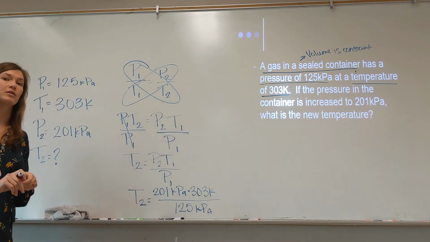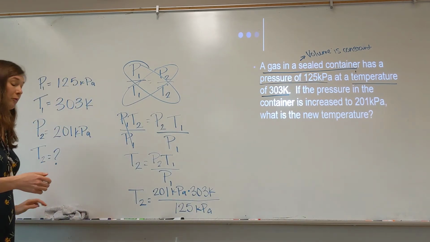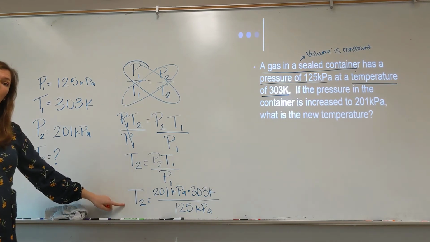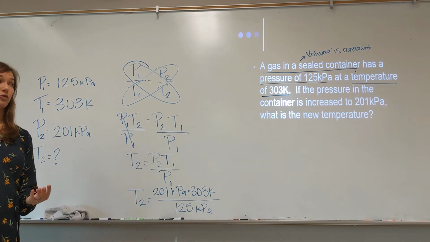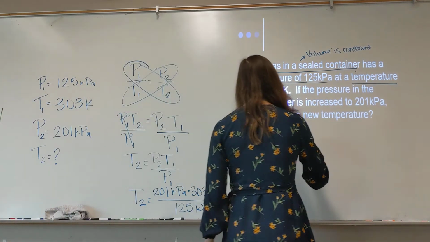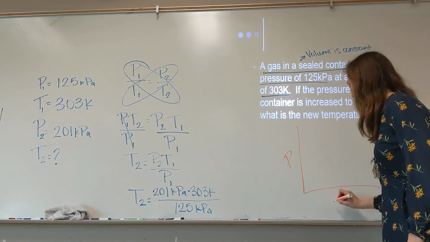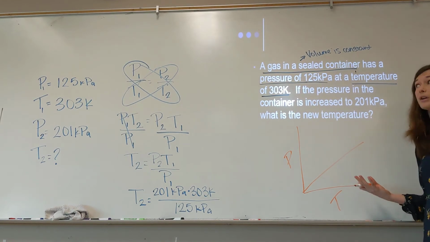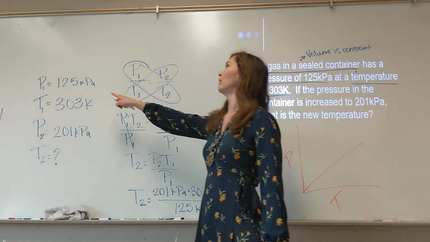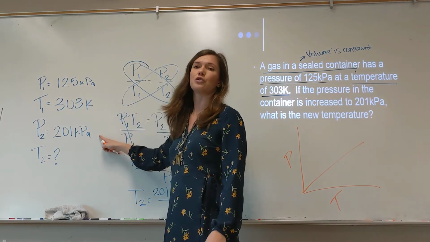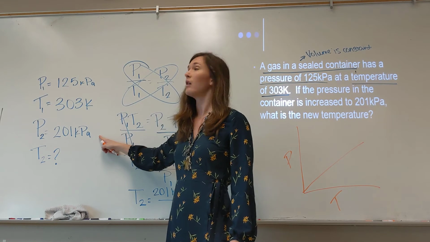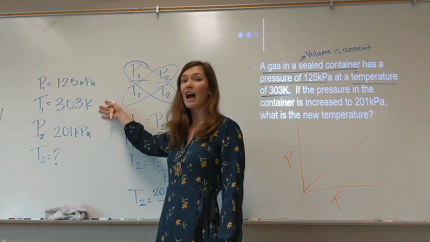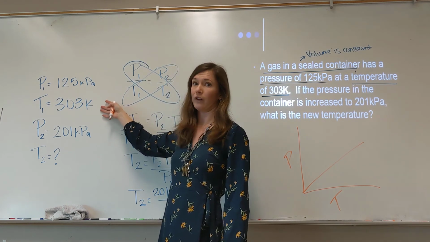Before I actually plug this into the calculator, I'm going to make sure that my answer is going to be in the units that I want it to be, and I'm going to make sure my answer makes sense. If you remember from the beginning, pressure and temperature are directly proportional, so as one increases, the other increases. My pressure is going from 125 to 201, so my pressure is increasing. That means my temperature should also increase, something higher than 303 Kelvin.